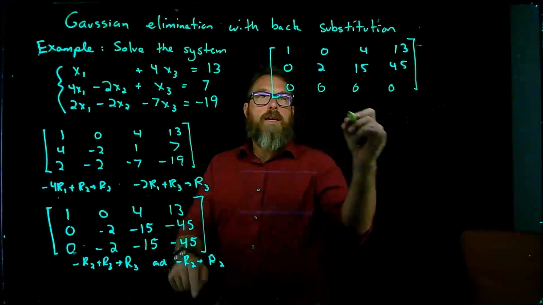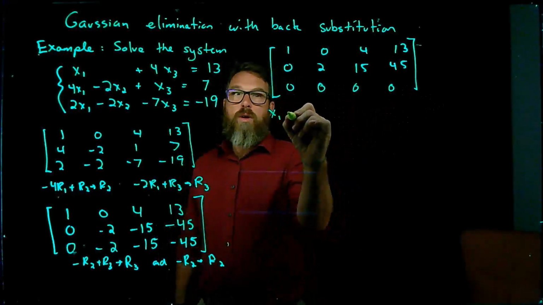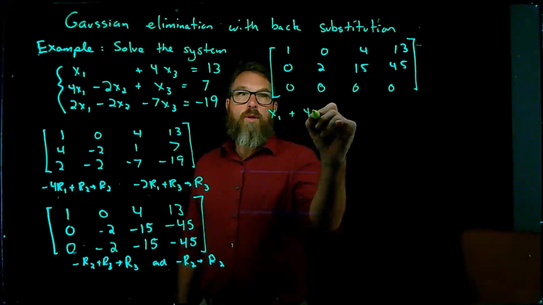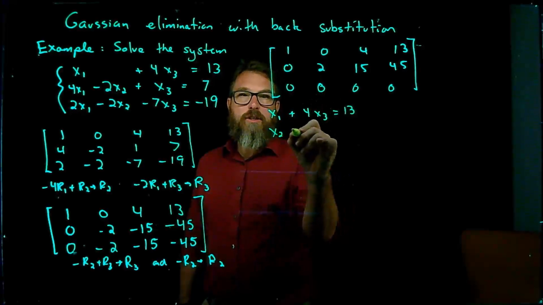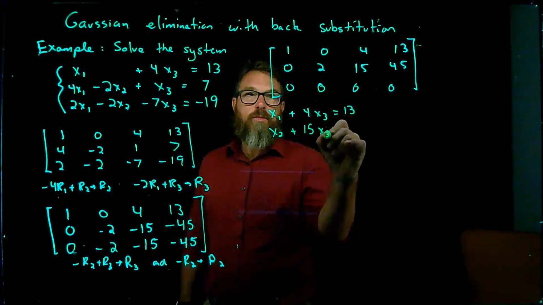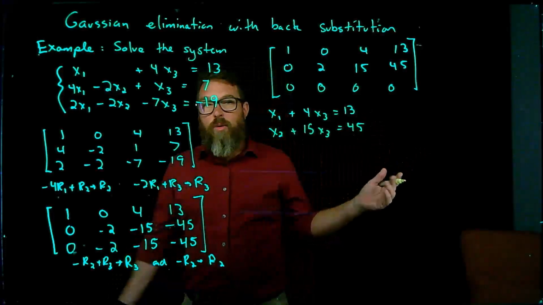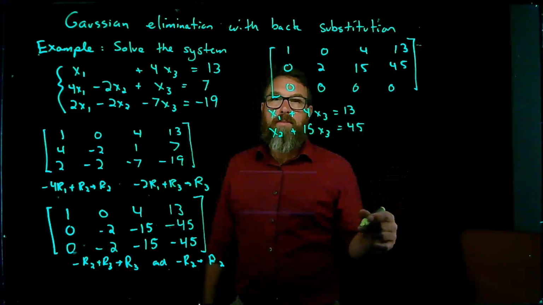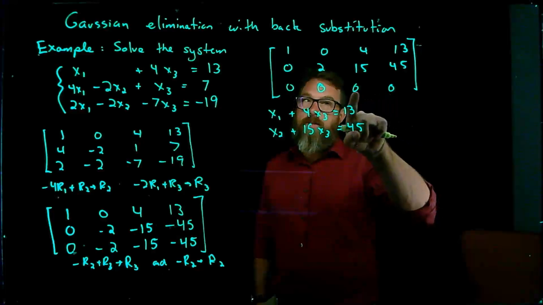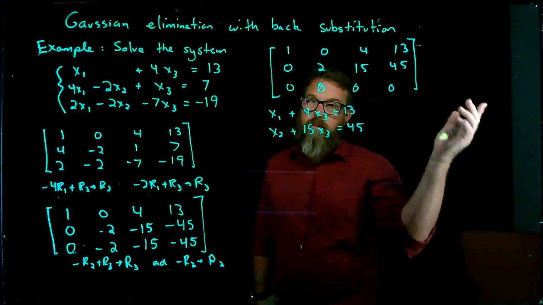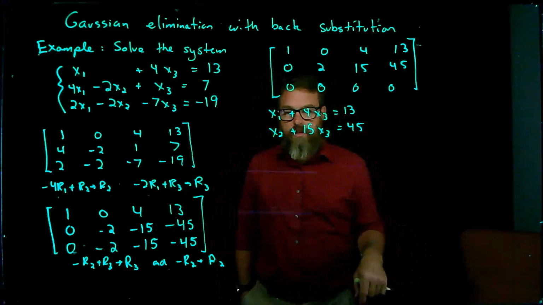And what we can see is when I rewrite this as a system of equations, it says x1 plus 4x3 is equal to 13. This one says x2 plus 15x3 is equal to 45. And the last says just 0 is equal to 0, which is true always. So last time we had 0 is equal to negative 1, or if you have 0 equal to anything that's not 0, you're going to have no solutions. But if you have an entire row 0 out, what you're going to get is a form of infinite solutions.